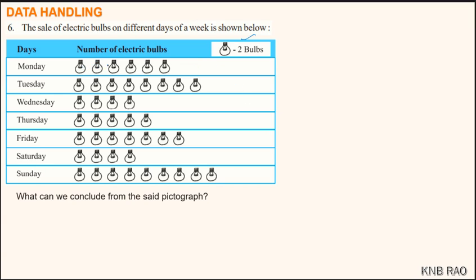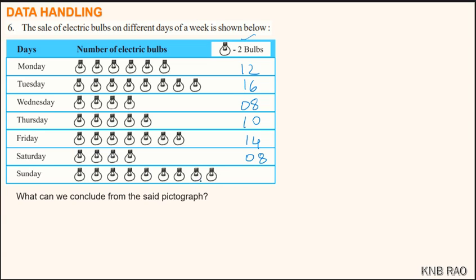On Monday, 1, 2, 3, 4, 5, 6, 6 twos are 12 bulbs sold. On Tuesday, we have got 1, 2, 3, 4, 5, 6, 7, 8; 8 twos are 16 bulbs sold. Wednesday, 4 twos are 8. On Thursday, 5 twos are 10. On Friday, we have got 7 twos are 14 bulbs. Here, I am just counting the number of figures depicted against Friday and multiplying by 2 bulbs. So on Saturday, I have got 4 into 2, 8 bulbs.